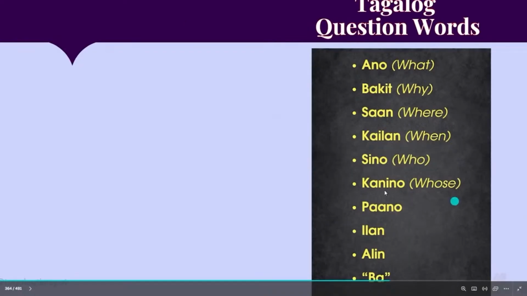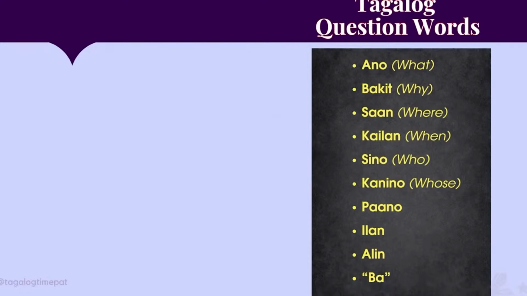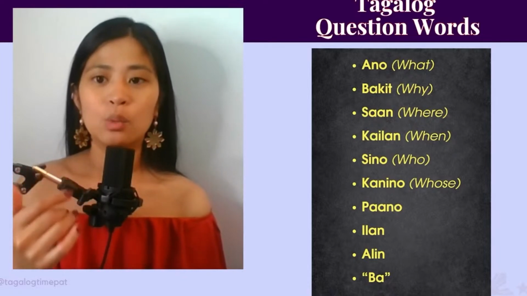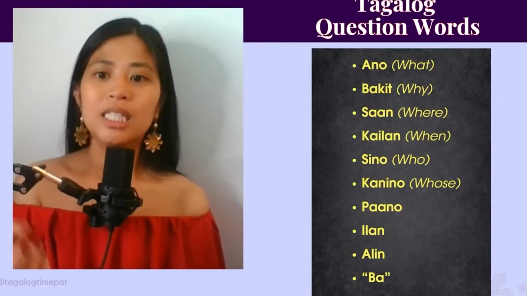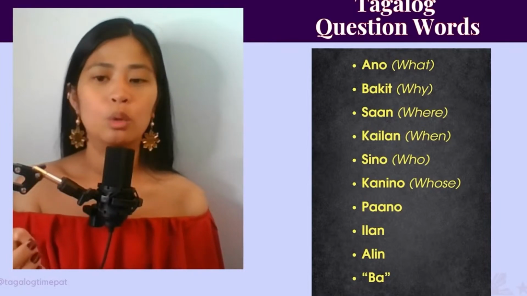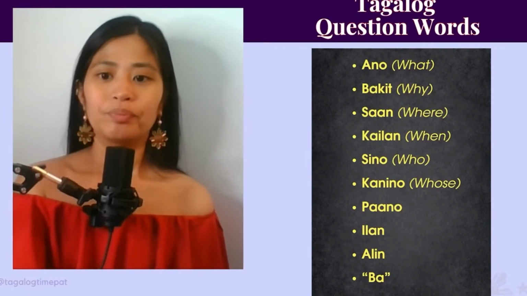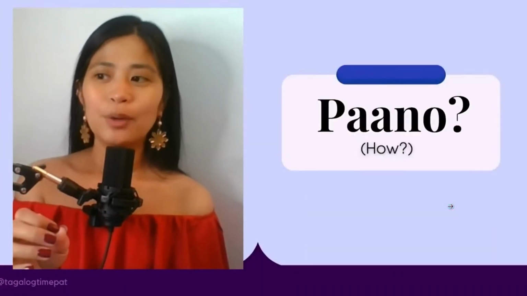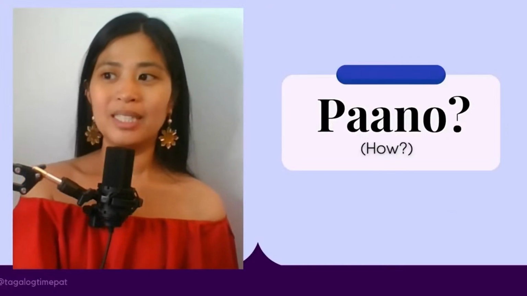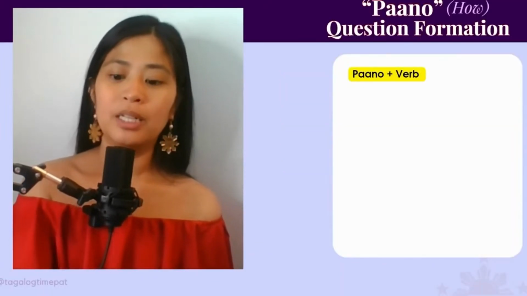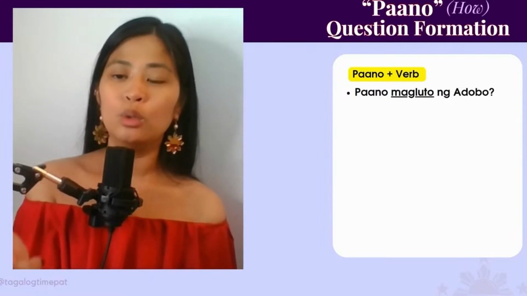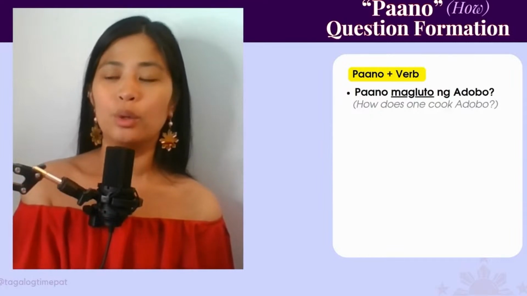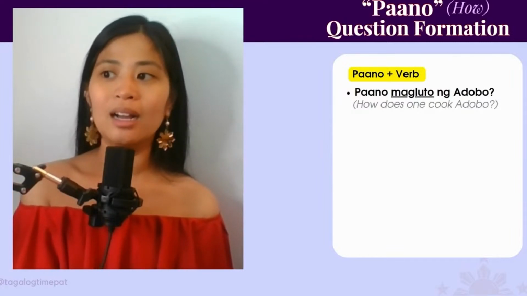Okay. Let's just look at all of the questions that we have learned here. So we learned ano means what, bakit means why, saan means where, sino means who, kanino means whose. Then we're going to learn these last 4 here. Next, paano means how. So, paano plus a verb. Paano magluto ng adobo? How does one cook adobo?